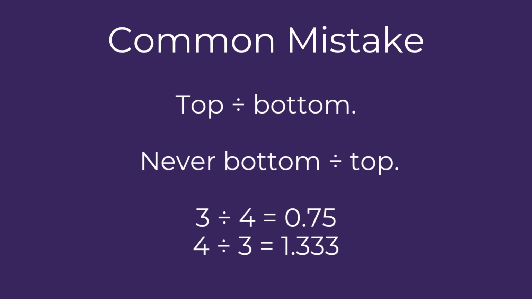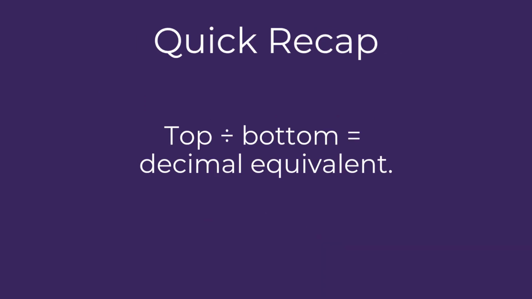Never the other way. To recap, divide the top number by the bottom number, and the result is the decimal equivalent of your fraction. Top divided by bottom. That is the only rule you need, and it works every time.